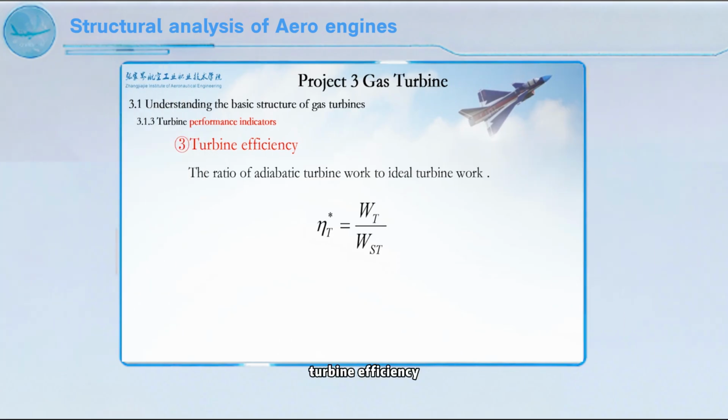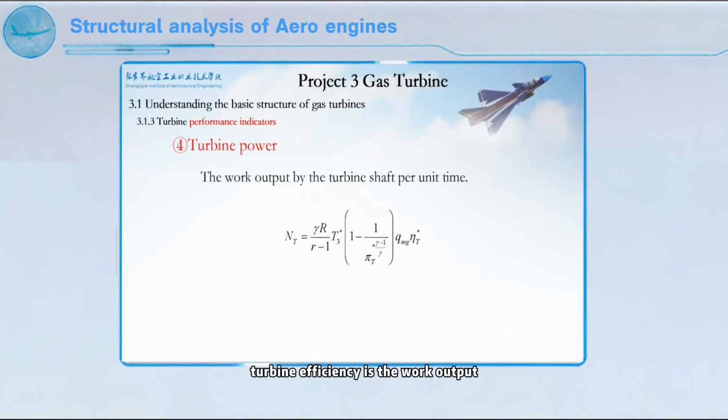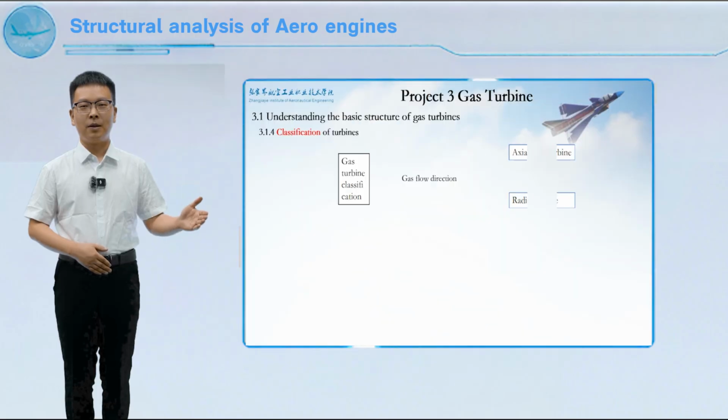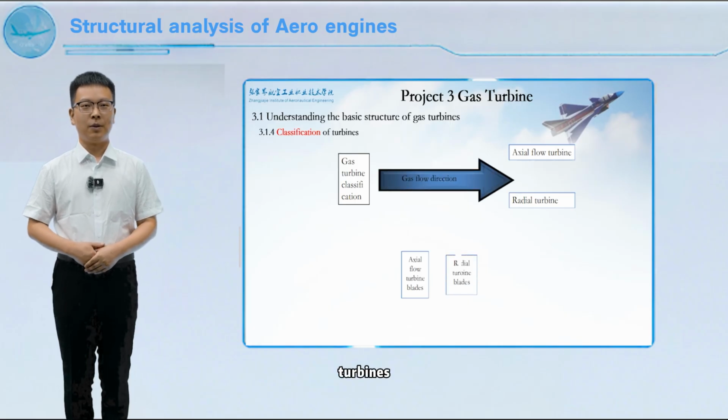Turbine efficiency is the ratio of adiabatic turbine work to ideal turbine work, expressed as WT divided by WST. Turbine power is the work output by the turbine shaft per unit time. Next, let's learn about the classification of gas turbines.